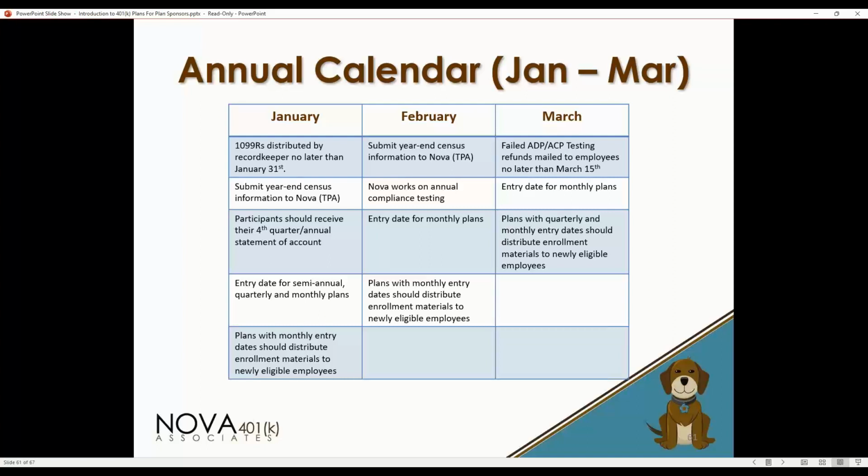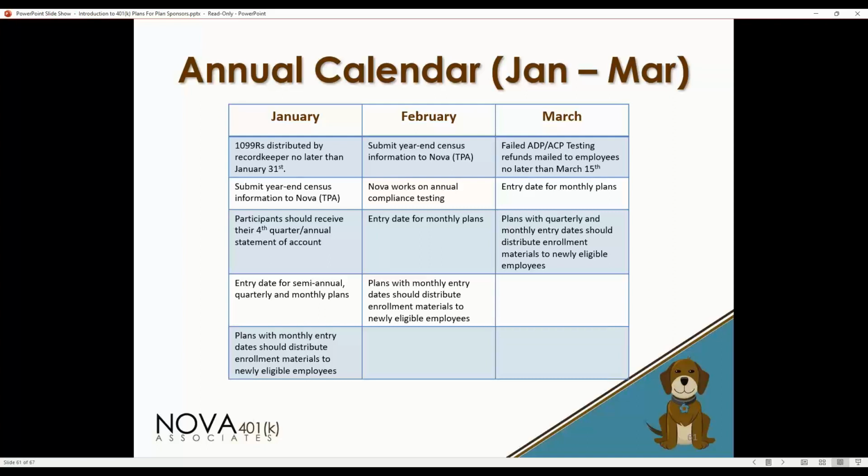In January, there's going to be 1099s that are going to be distributed by the record keeper no later than January 31st. And just as I talked about a loan default or if a participant takes a distribution, they'll receive that 1099 so that they can apply it to their tax return for that year.